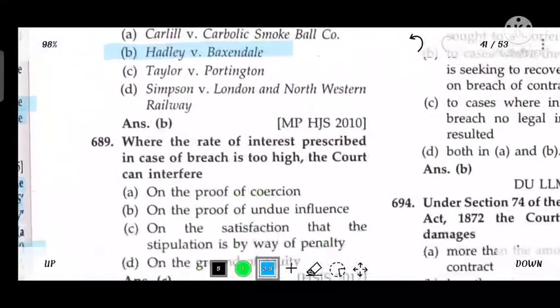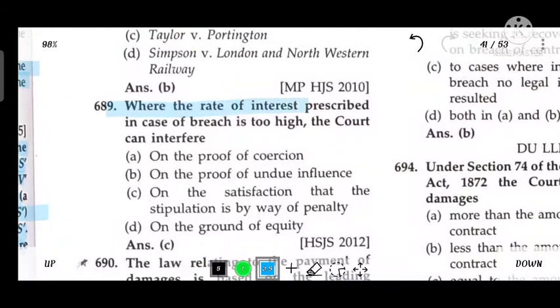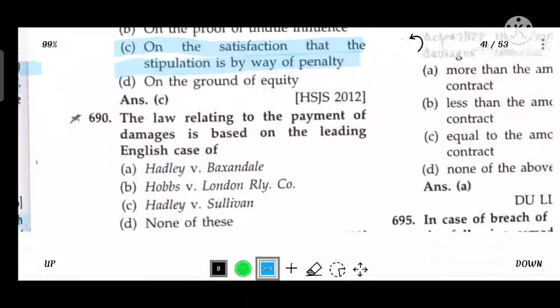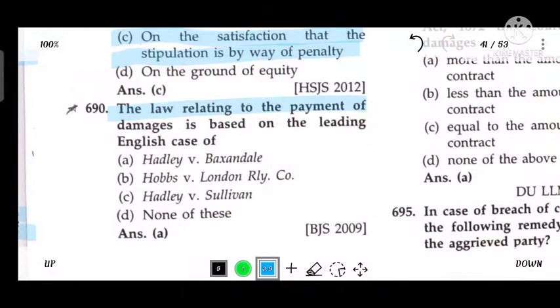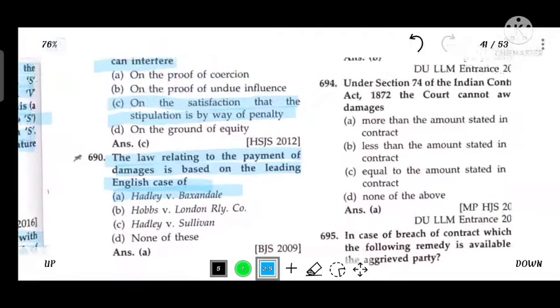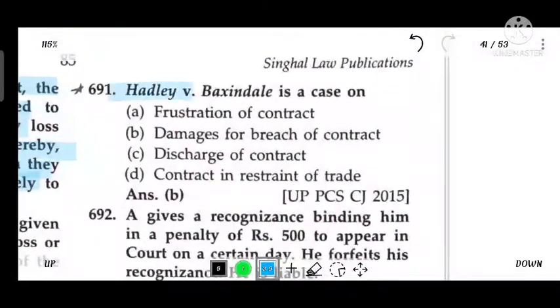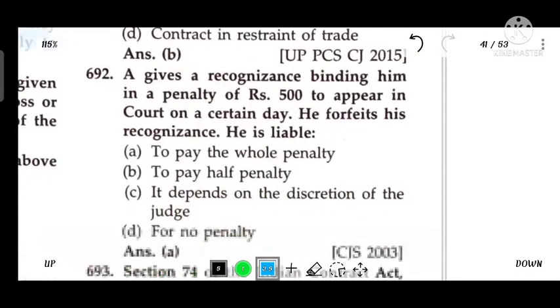Hadley versus Baxendale. Where the rate of interest prescribed in the case of breach is too high, the court can interfere on the satisfaction that the stipulation is by way of penalty. The law relating to the payment of damage is based on the leading case Hadley versus Baxendale. Hadley versus Baxendale is a case on damage for the breach of contract.